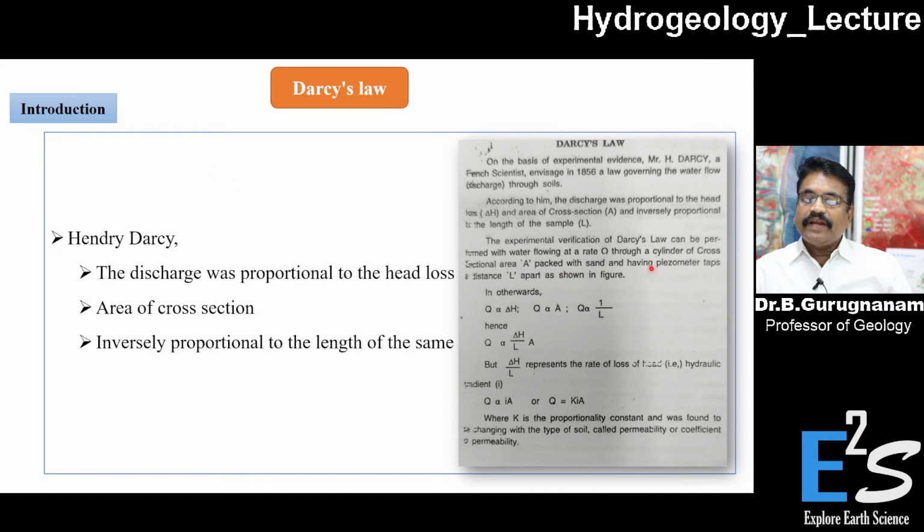So, A is packed with the sand, having piezometers a distance L apart, as in the figure. Normally, this is represented by the formula: Q is directly proportional to delta H, directly proportional to A, and inversely proportional to L. When you club these together, you can simply say Q is directly proportional to delta H and A, and inversely proportional to L.